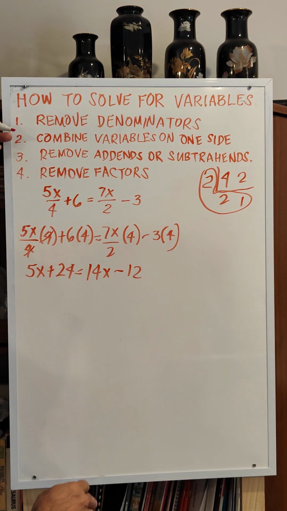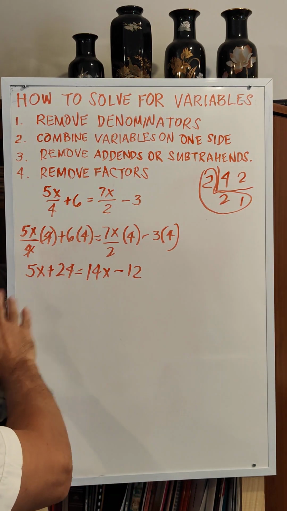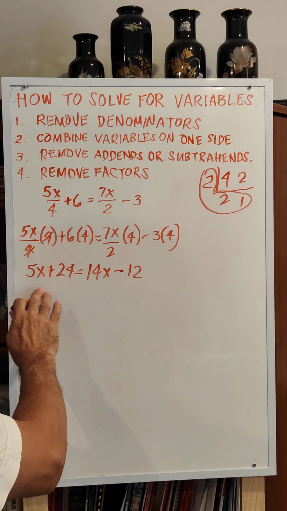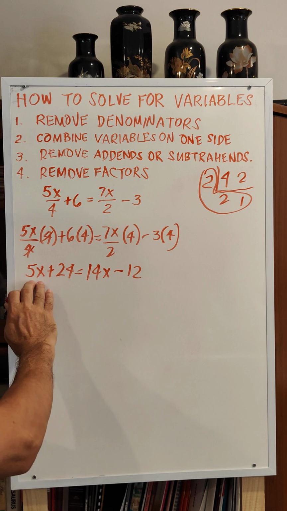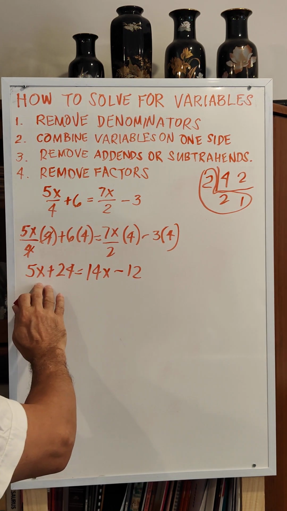Next, we combine variables on one side. We can combine variables to the left side or to the right side. Let's say we combine the variables to the right side. So we really need to remove this on the left side. So to remove this, we have to subtract 5x in here and in here.